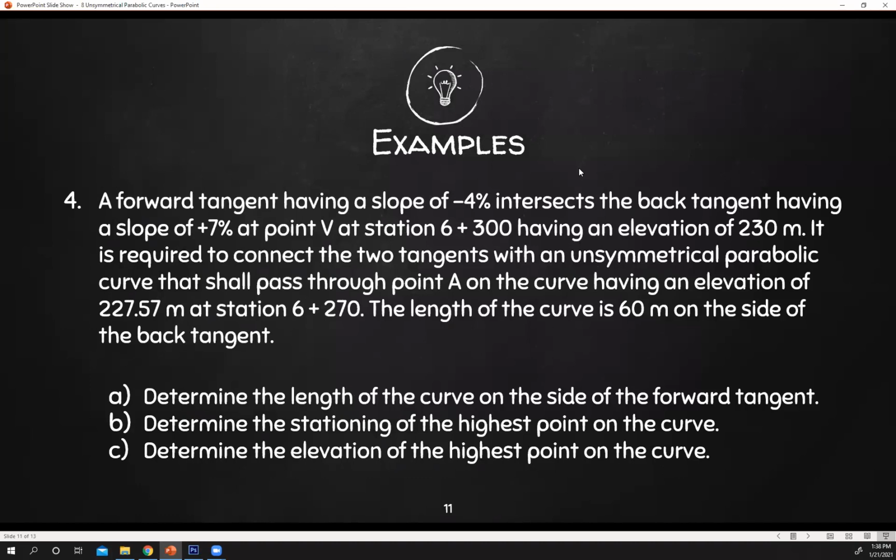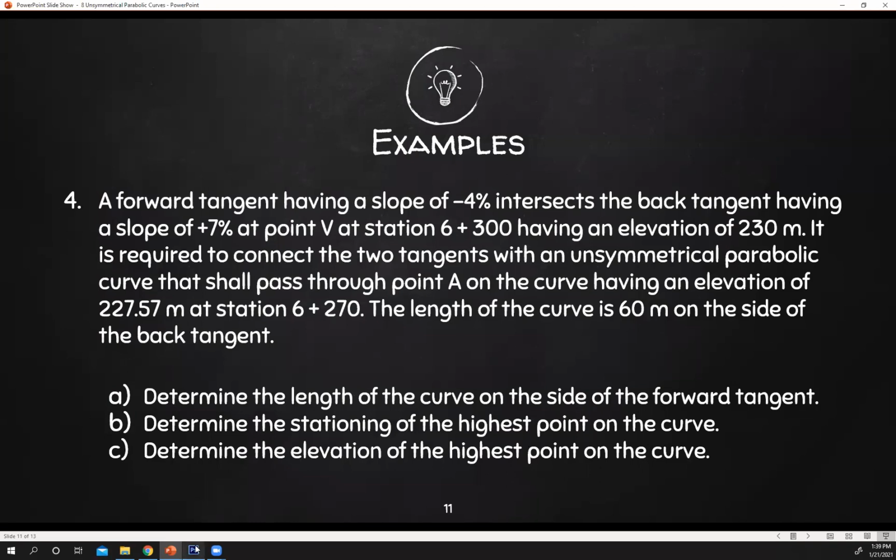A forward tangent having a slope of negative 4% intersects the back tangent having a slope of positive 7% at point V at station 6 plus 300 having an elevation of 230 meters. It is required to connect the 2 tangents with an unsymmetrical parabolic curve that shall pass through point A on the curve having an elevation of 227.57 meters at station 6 plus 270. The length of the curve is 60 meters on the side of the back tangent. Letter A, determine the length of the curve on the side of the forward tangent. So we're looking for L2.